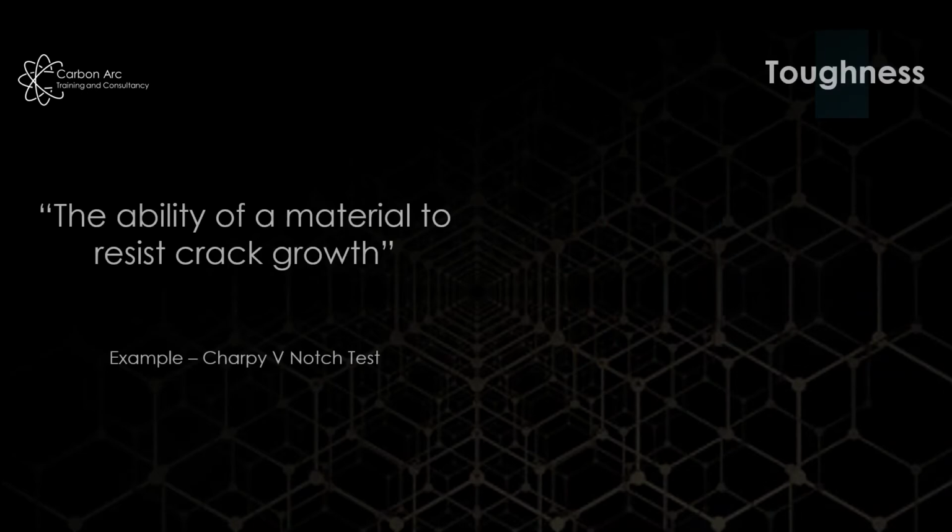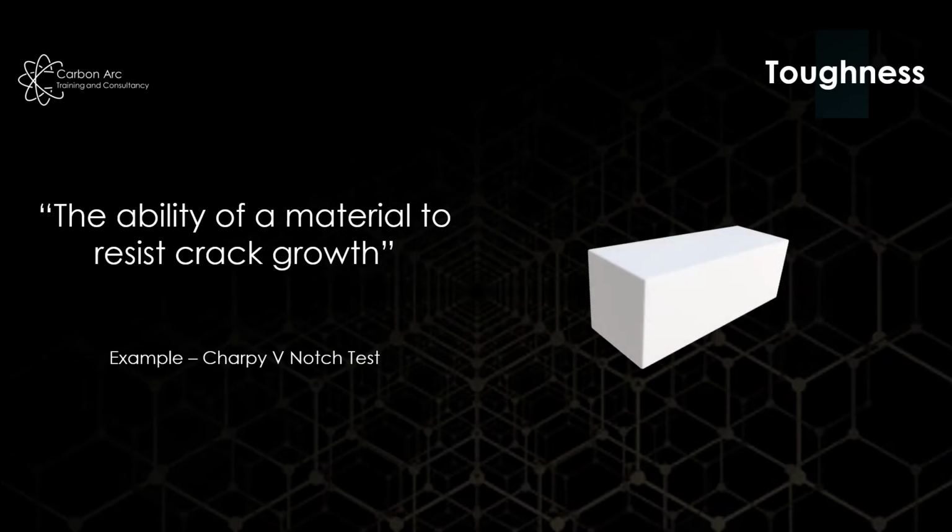Our next one we're going to talk about is toughness. This is the ability for a material to resist crack growth, normally under an applied force. Again, our example here is going to be Charpy V-notch tests. In this test, we take a bar, machined across our weld, normally 10 by 10 by 55 millimeters long.